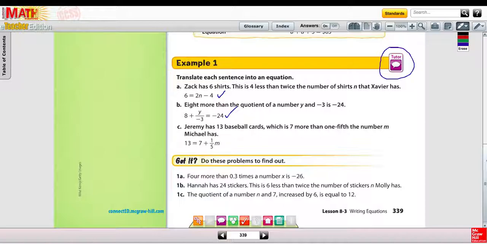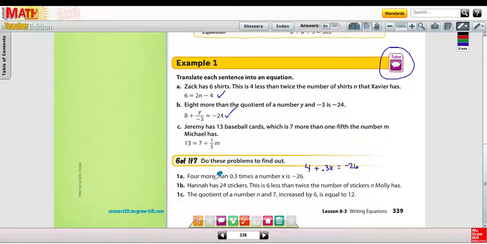At the bottom of page 339, we have 3 problems. For 1A, we have 4 more than, so we're going to use the number 4 to indicate 4 more than, plus 0.3 times a number, x, is, the equal sign is the "is" word, and so we have negative 26. And it says just to translate these two equations for example 1, not solve them quite yet.